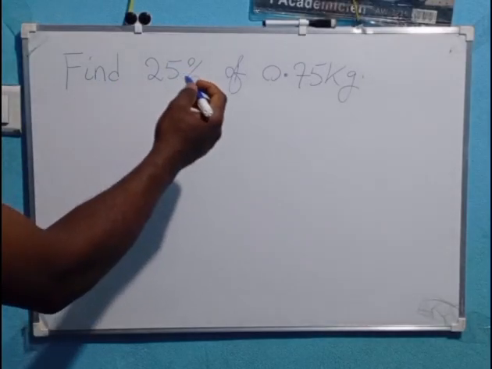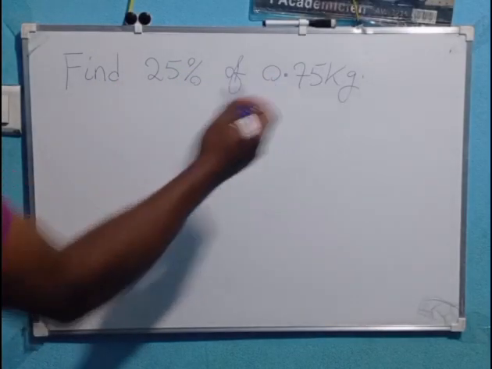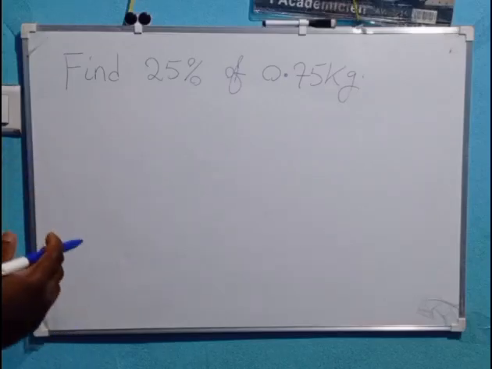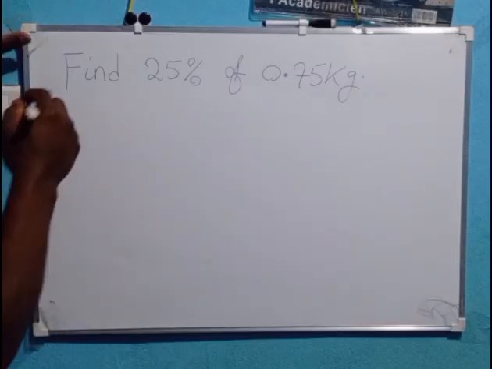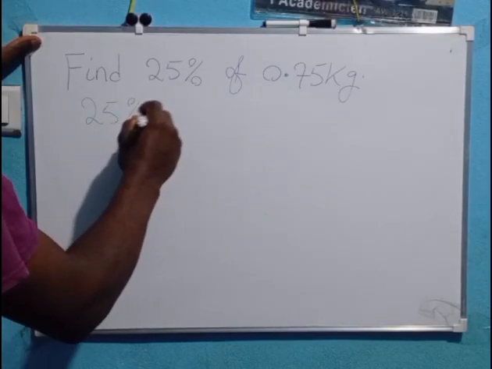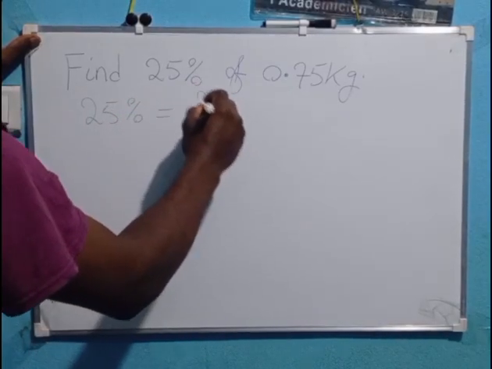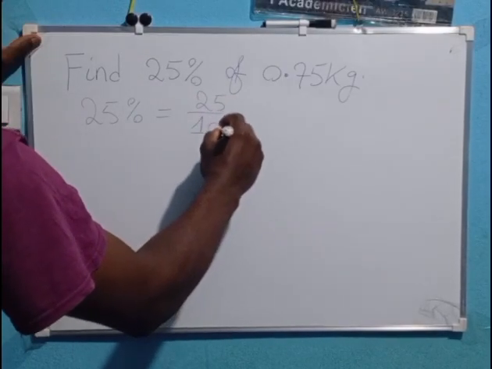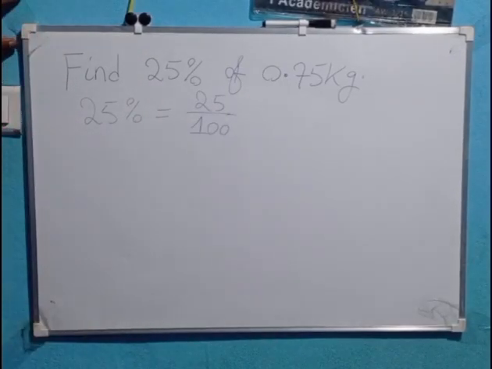Find 25% of 0.75 kilograms. For us to answer this question, the first step, 25% is simply equal to 25 out of 100 as a fraction.